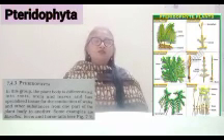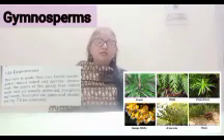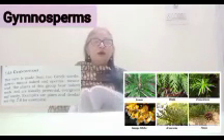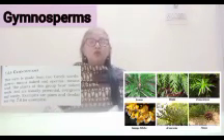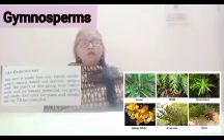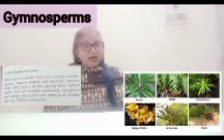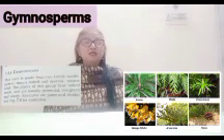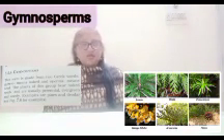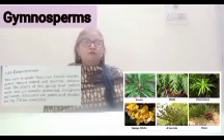The next division is Gymnosperms. Gymno means naked, and sperma means seeds. So these are plants which bear seeds, but the seeds are naked. And these plants have woody stem. They are perennial, that means they can live for many years, and the leaves are evergreen. Examples are cycas, deodar, pine, etc.